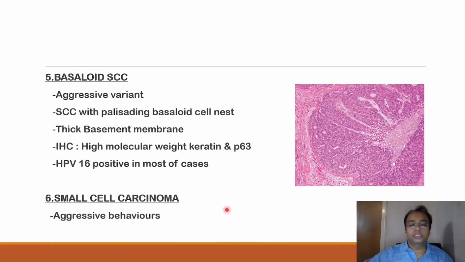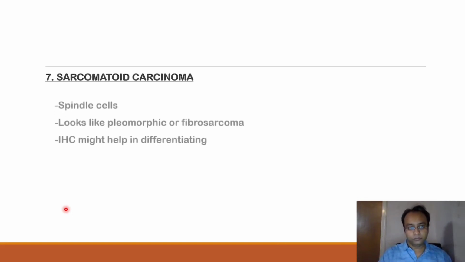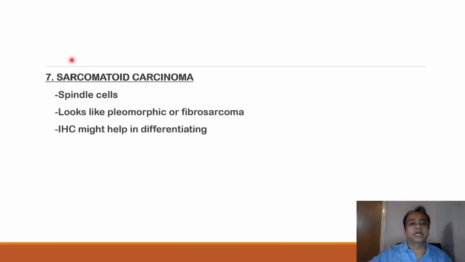Alright. Small cell carcinoma is a very aggressive variant of SCC. The cells are small and the prognosis is poor. The seventh variant of SCC is sarcomatoid carcinoma. So why is the name sarcomatoid carcinoma given? Because the cancer cells will be spindle cells. So obviously it looks like a pleomorphic sarcoma or fibrosarcoma. You can easily get confused.